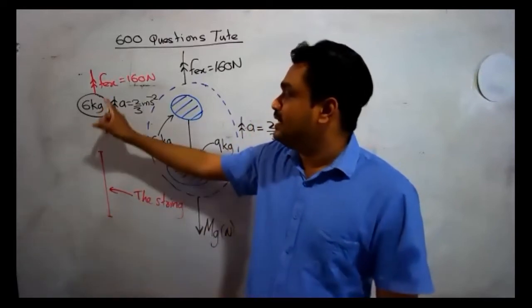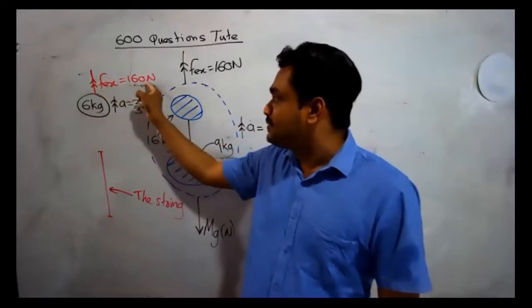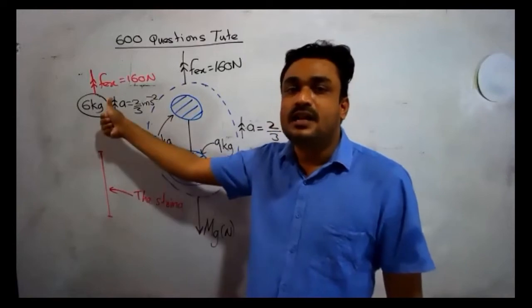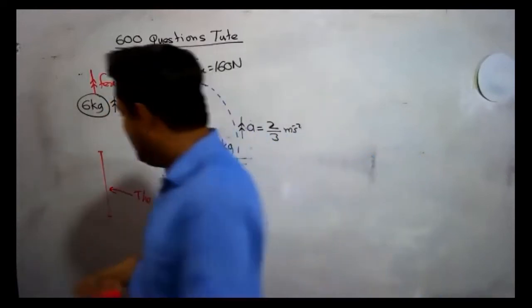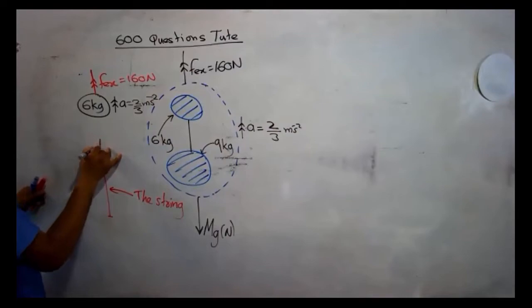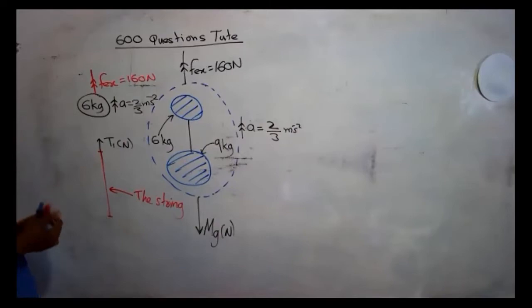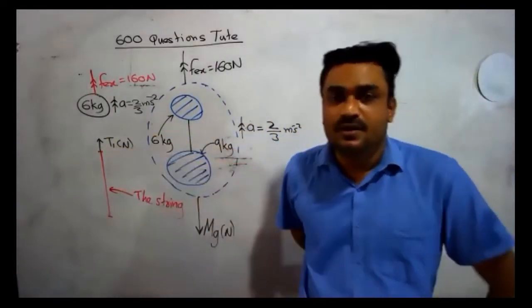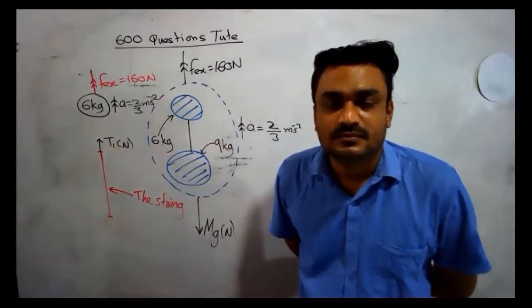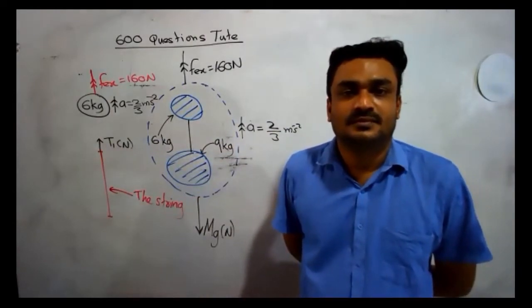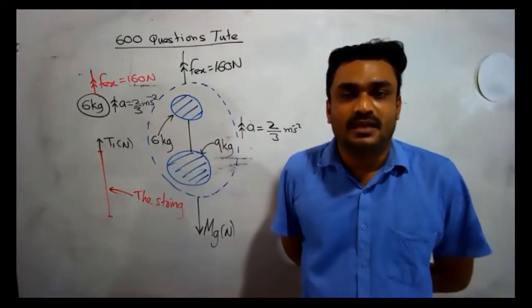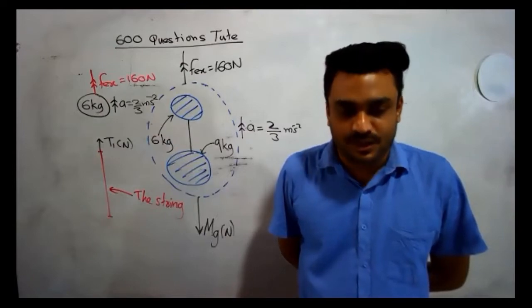First reason, when the 6 kg object is moved up by this 160 Newton force, the 6 kg object pulls the string upward by giving a force. Let me mark that force as T1 Newton. Who gives this T1 Newton force, dear? Unmute the mic and tell me who gives this T1 Newton force. 6 kg object.